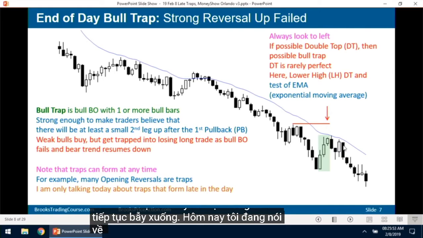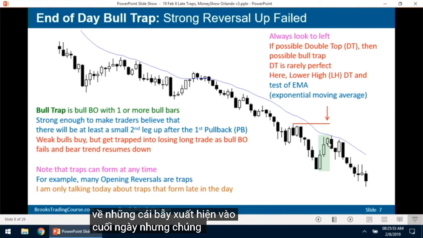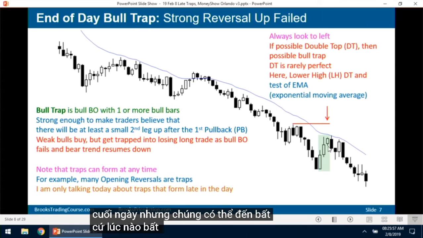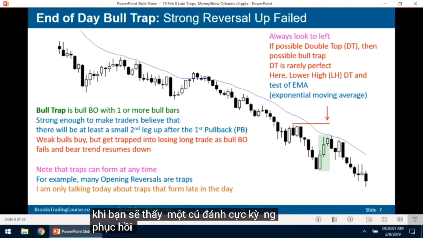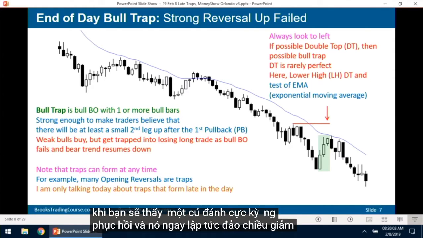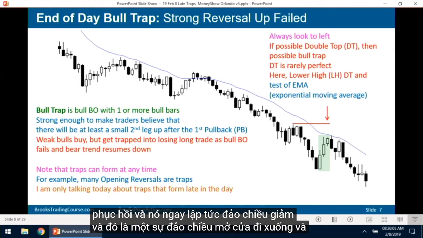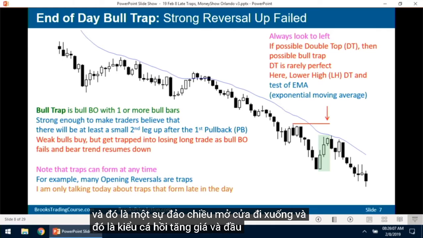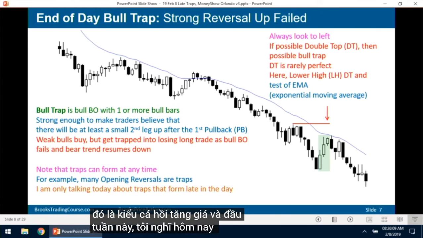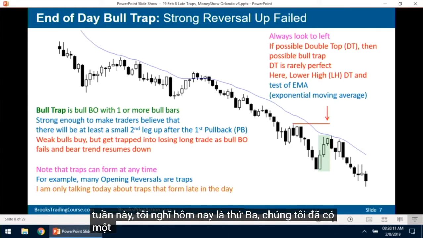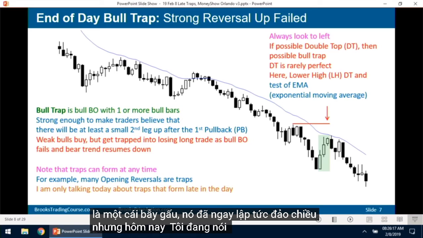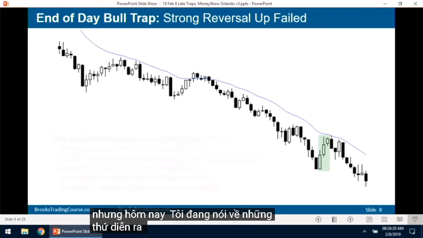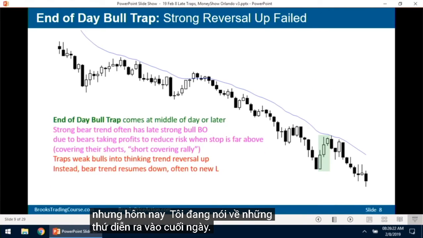Traps, I'm talking today about traps that are occurring late in the day, but they can come anytime during the day. Sometimes on the open, you'll see an extremely strong rally, and it immediately reverses down. And it's an opening reversal down, and it's a type of bull trap. Earlier this week, I think it was Tuesday, we had a sell climax on the open, and it was a bear trap. It immediately reversed up. But today I'm talking about things that take place late in the day.